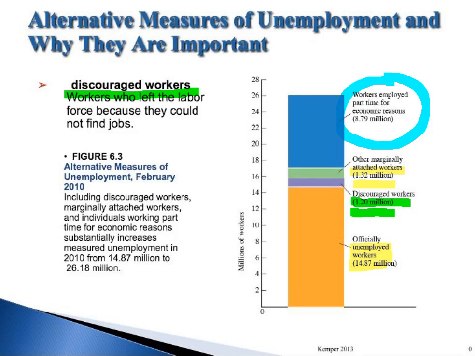So if we were to look at all these together, we're looking at 8 plus 1 plus 1 plus 14 plus another 2. We're looking at 26 million people. That is significant. We're almost doubling the amount of unemployed workers. So you can see that during 2010 it was much, much worse than both President Obama, Mitt Romney, or anybody else made it out to be.